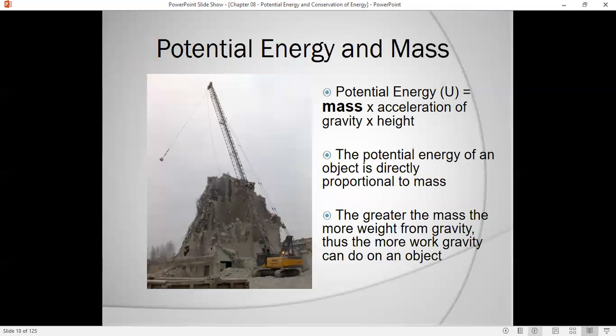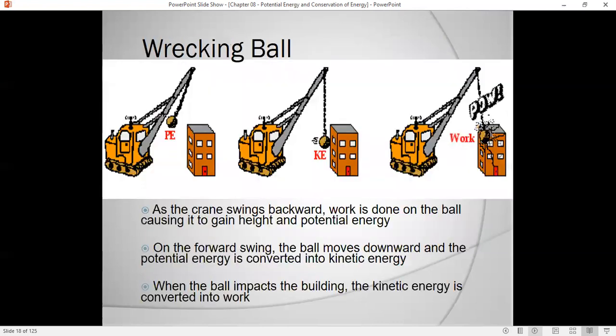So for instance, one application of potential energy is a wrecking ball. It's basically a large pendulum, and we swing this ball back and forth. And as we swing it back and forth, we're storing more and more potential energy. And as it swings down, all this potential energy is then turned into kinetic energy. The kinetic energy can do work, and it can knock the building down.